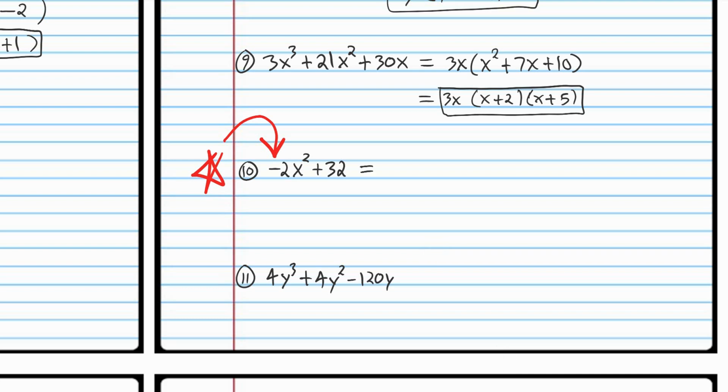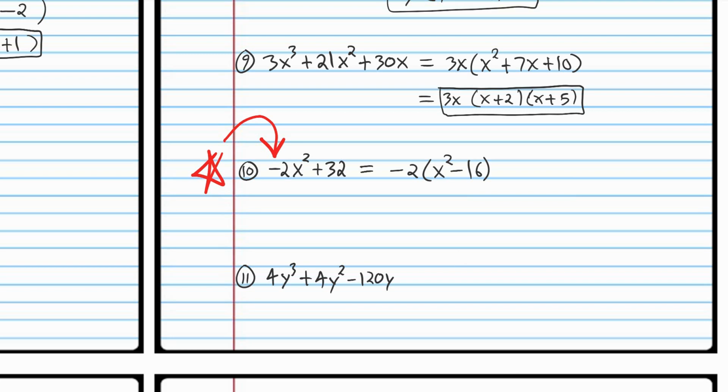All right, we're back. So I'm going to factor out a negative 2. And this problem is unusual because there was no variable to factor out. We only factored out what's called a constant number. If a number doesn't have a variable on it, it's called a constant.